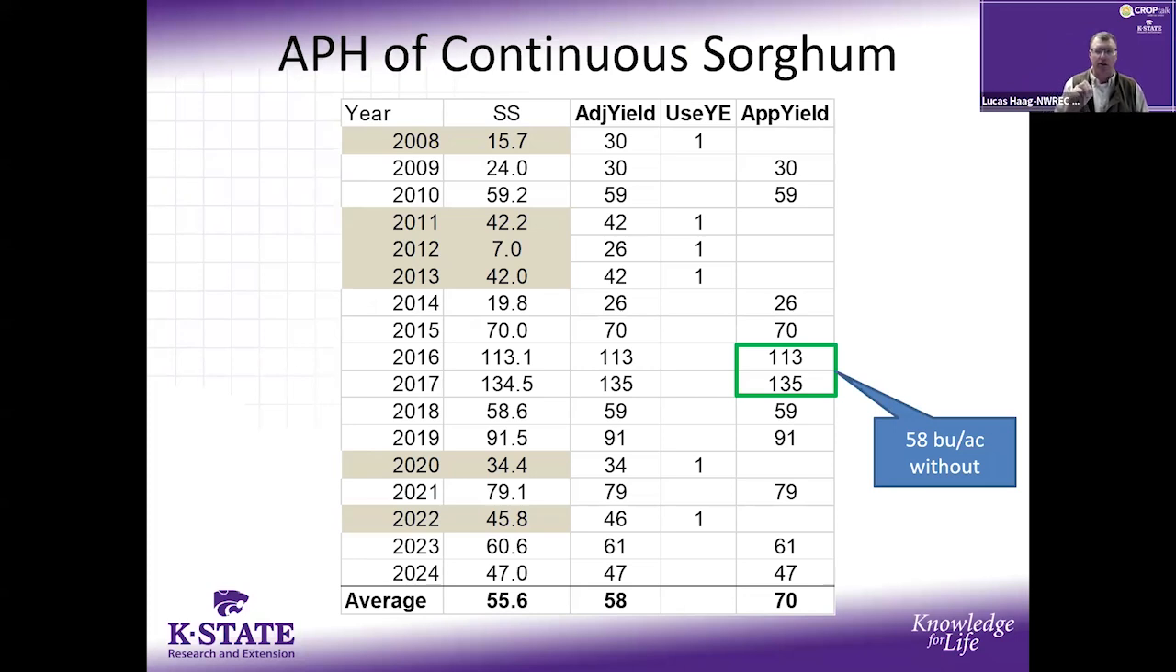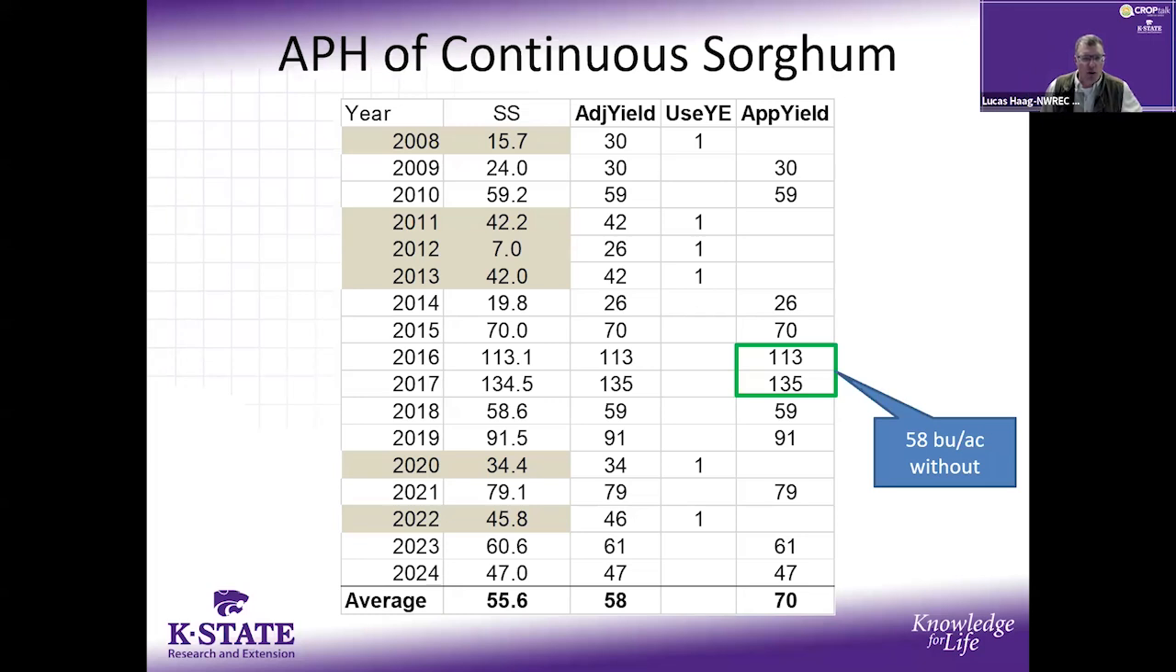On our corn history, especially, there were some years where I could have chosen yield exclusion, but actually my yield was higher than what the county average, the number plugging back in there, would have been. So I was better off to keep my yield and not use the yield exclusion. In sorghum, however, we were better off to take yield exclusion in all these years.